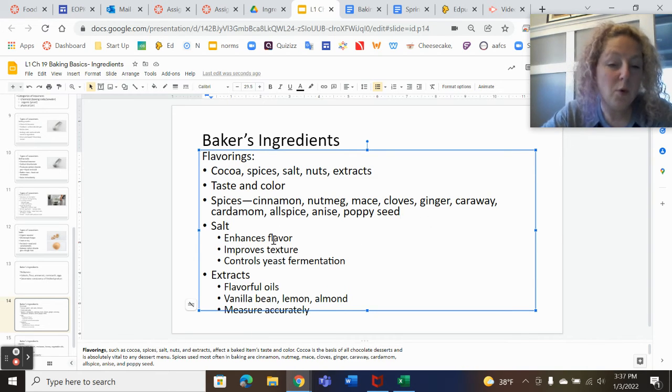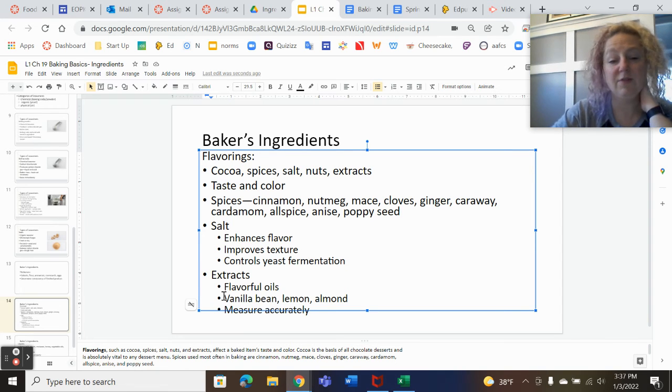Salt is more than just making something taste salty. So salt enhances the flavor of other food items. It also controls yeast fermentation. If something doesn't have salt added to it that needs to have even a little bit of salt added to it, it's going to be flat. And salt can very greatly impact the overall flavor. You're not just trying to make something taste salty. Like you really need salt to make something right. And that's a hard thing sometimes for me to get through to my students.